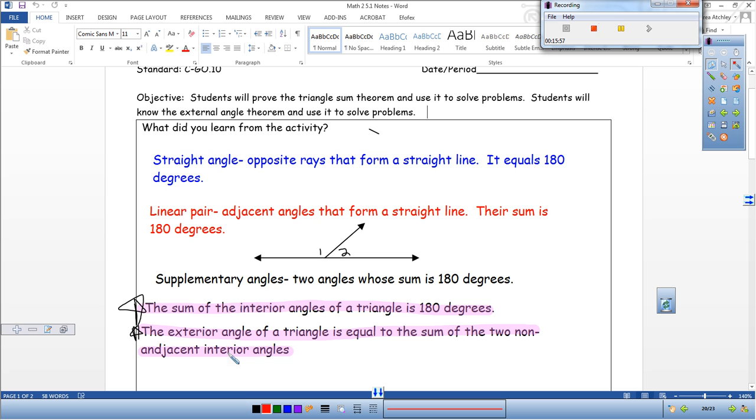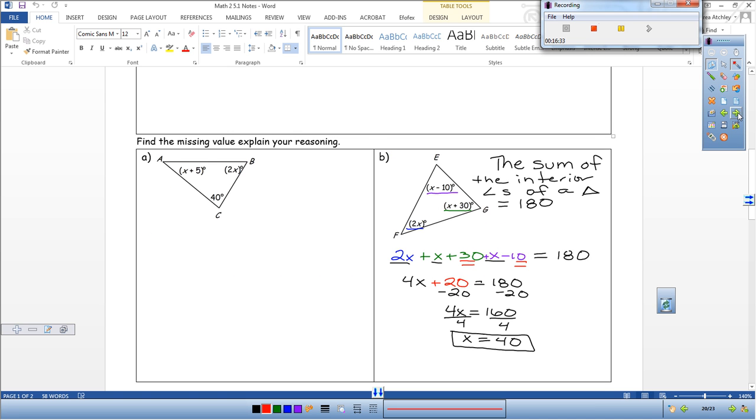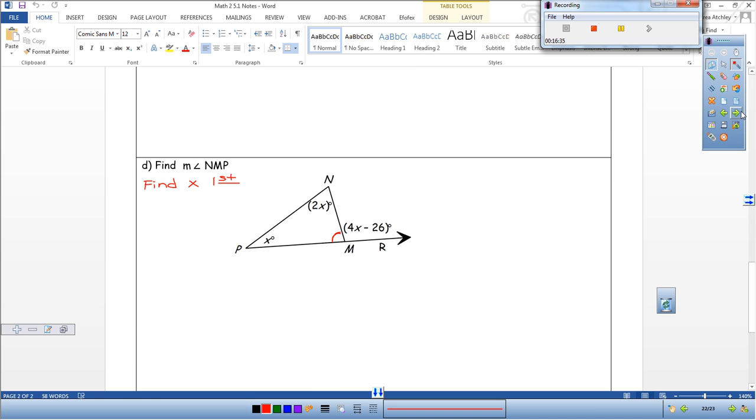Do you guys know what non-adjacent means? Not next to each other. They don't touch each other. Okay? So here I have an exterior angle. This is an exterior angle. These two are the non-adjacent interior angles.